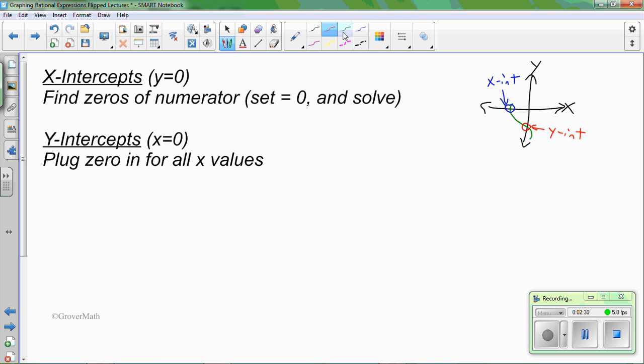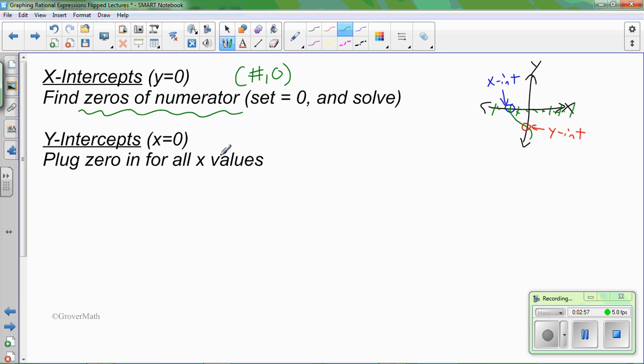What that means is that every coordinate on the x-axis, all these points, have y values of 0. Like 1, 0; 2, 0; 3, 0; 4, 0; 5, 0; negative 2, 0; negative 7, 0; and so on. Every point on the x-axis has a y value of 0. So your x-intercept coordinates will look something like some number, comma, 0. The way to get them is you find the zeros of the numerator.